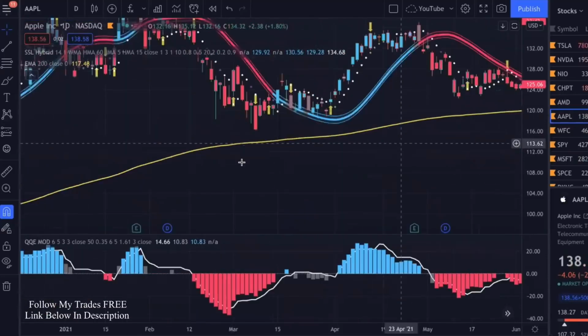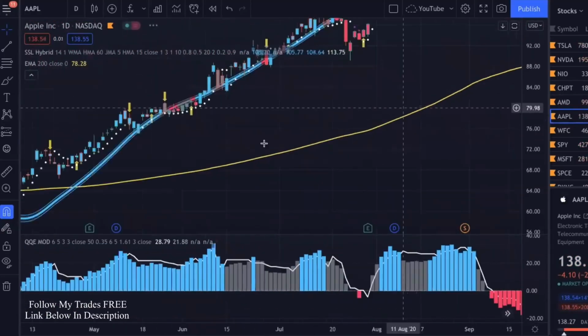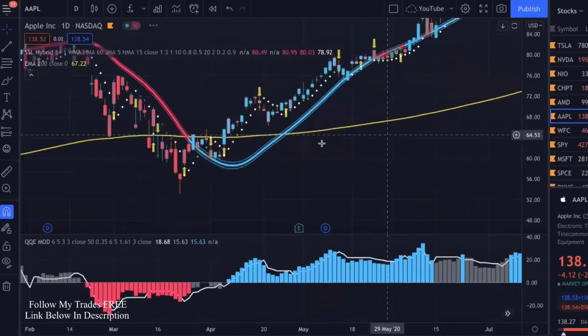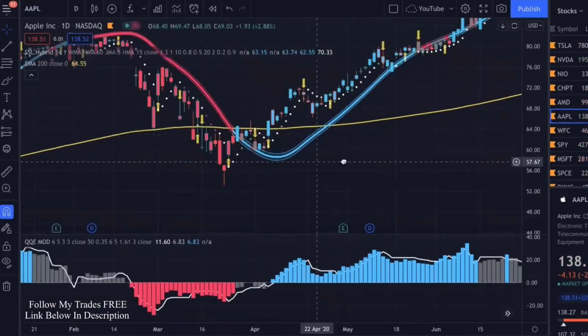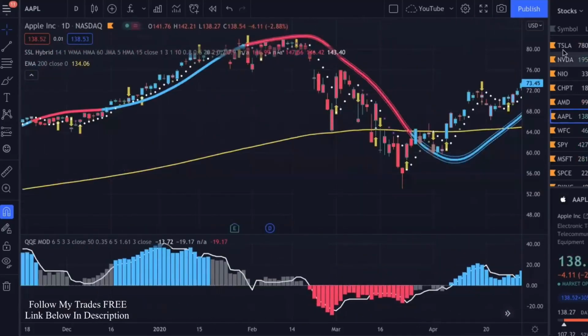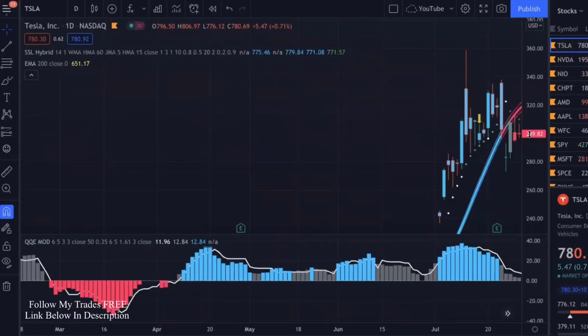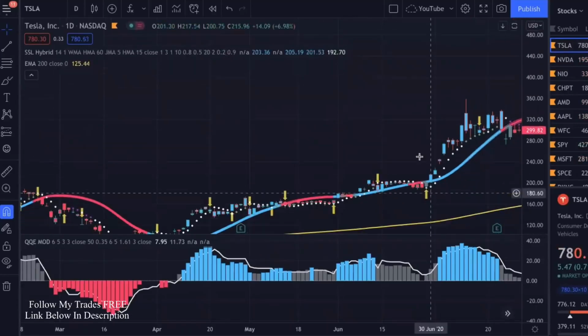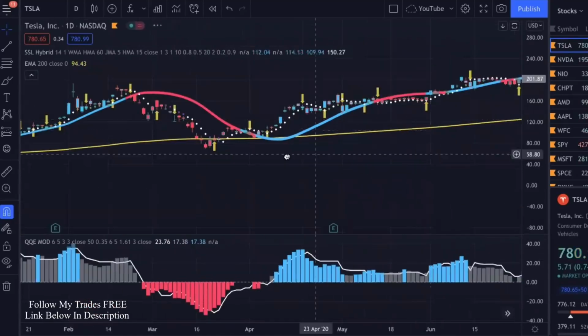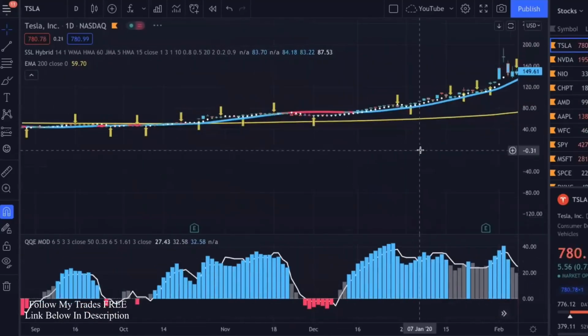Let's see where prices were below the 200 EMA for Apple, if they ever were, because it's always been trending. Well, let's look at something else too. Let's look at Tesla, for instance. We'll try to find something.